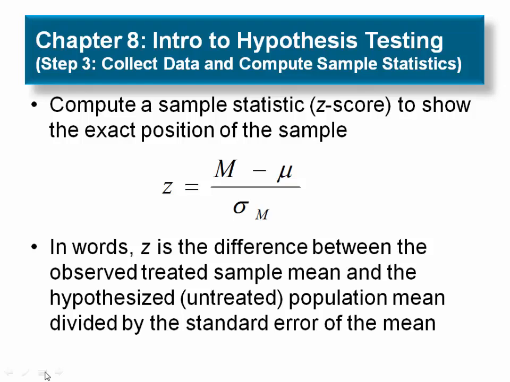Notice that the top of the z-score formula measures how much difference there is between the data and the hypothesis. The bottom of the formula measures the standard distance that ought to exist between the sample mean and the population mean.